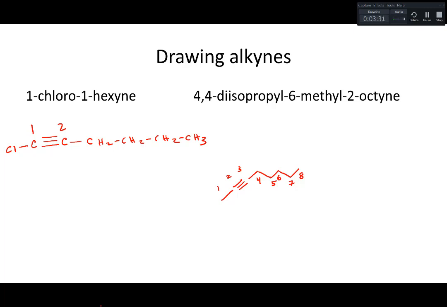4,4-diisopropyl, that'll actually be hard. Now remember, isopropyl is drawn like that, so you could cheat and make the bonds a little longer if you want. That would be something like that. And then 6-methyl, so you'd have a little CH3 going right there. That would be that structure.